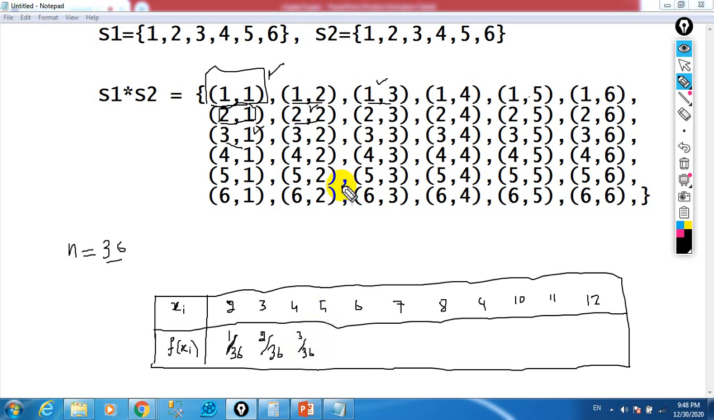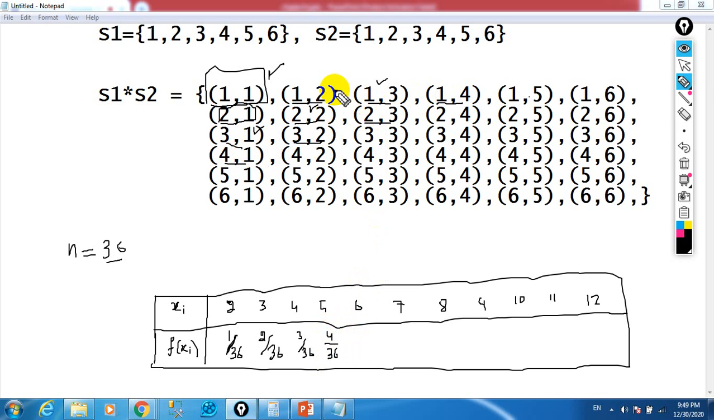For 5: 1 plus 4, 2 plus 3, 3 plus 2, and 4 plus 1. So when we add these, the answer will be 5. So we have 4 sample points, and the probability is 4 divided by 36.